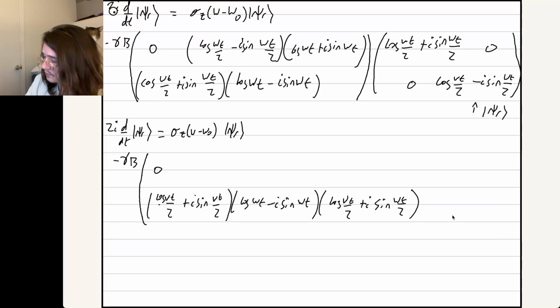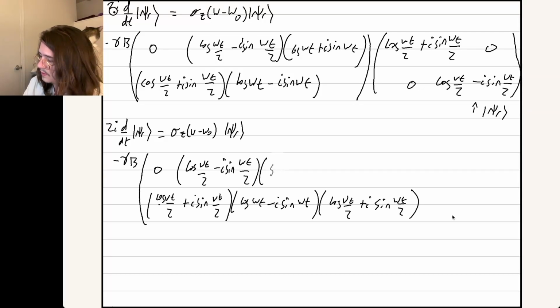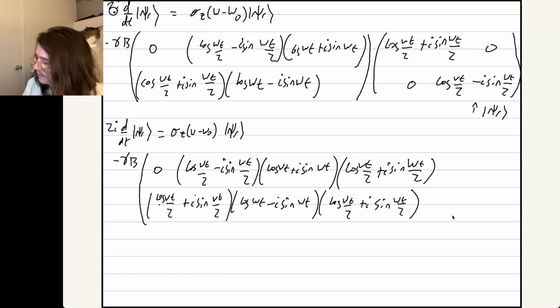That's the first off-diagonal term. The other off-diagonal term is cosine omega t over 2 minus I sine omega t over 2 times cosine omega t plus I sine omega t, and then times cosine omega t over 2 plus I sine omega t over 2. And actually, that's not a plus, that's a minus. All right. And then the other diagonal term was 0. And that's multiplied by psi r.